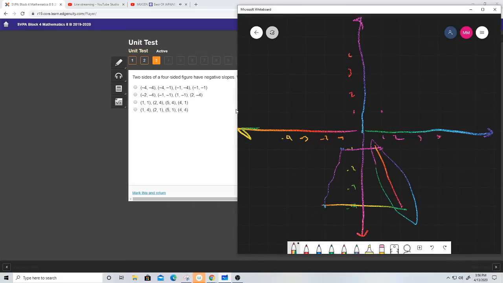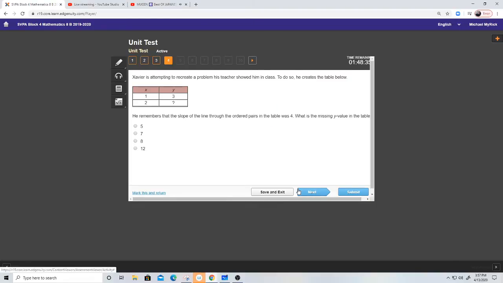1, 4, so 1, 4 right here. Okay. 2, 1, so 2, 1. Alright, good. We already got a negative slope. 5, 1, which is 4, 5, 1. We already have 2 negative slopes. Let's wait for the 4th point. 4, 4 is here. Great. Negative slope. Negative slope. I know that because they're going down left to right. Whoa. Okay.